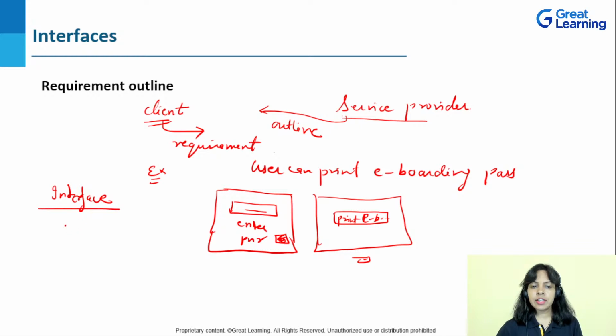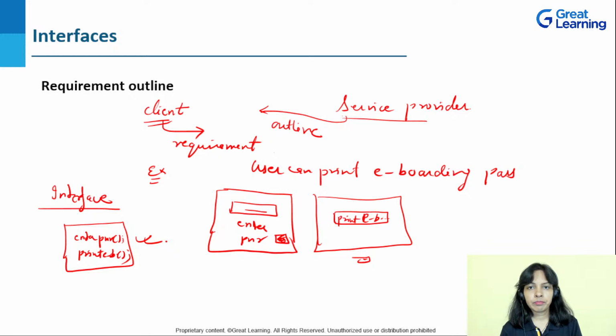In that interface, I will say there are two methods, two functionalities of this project. One functionality is enter PNR. Another functionality is print e-boarding pass. That's it. How this works later is not my headache as of now. So this is what an interface actually is.